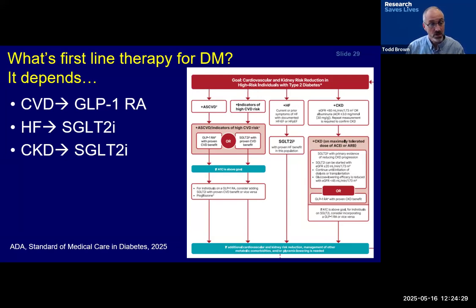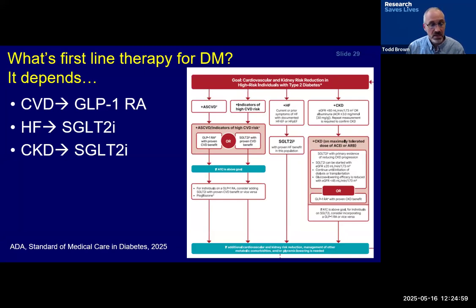So this is GLP-1 RAs and SGLT2 inhibitors as well. And then for people with heart failure, SGLT2 inhibitors are definitely probably first line, although GLP-1s with the SELECT study have shown that there is a decreased risk of heart failure events as well.